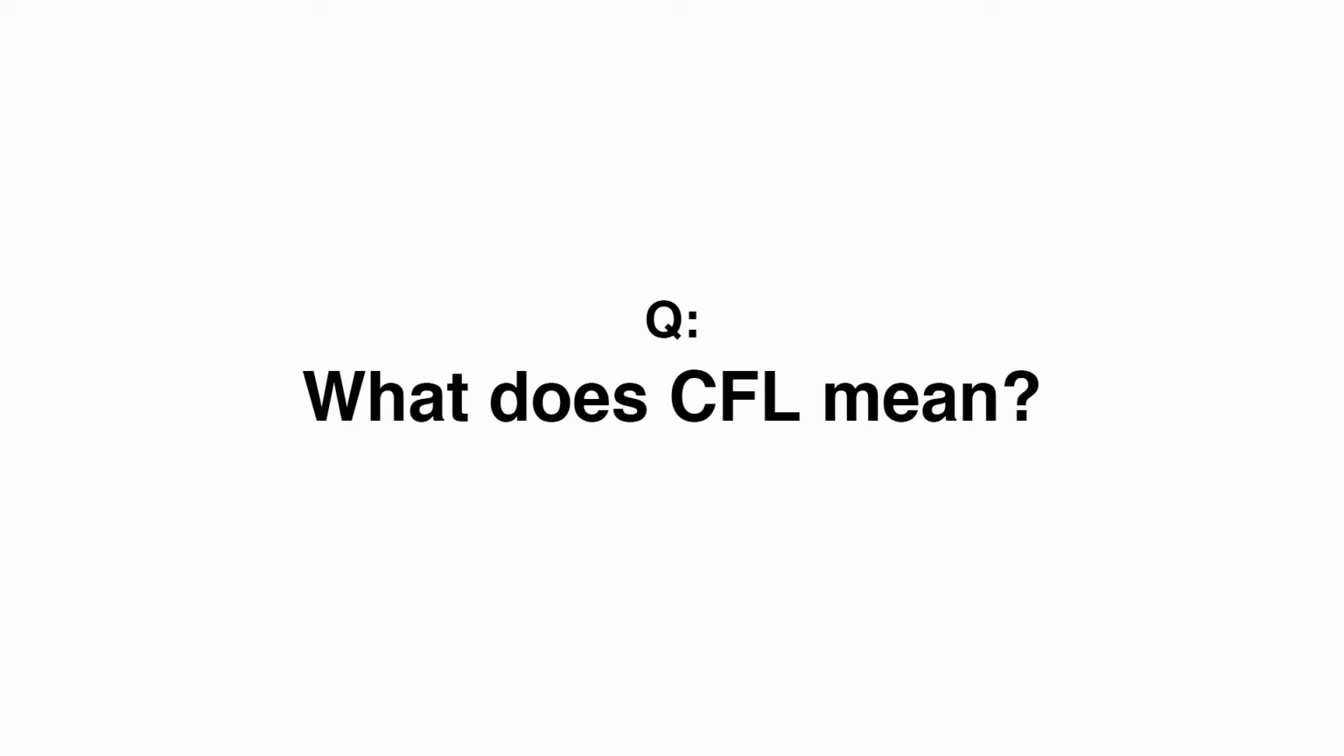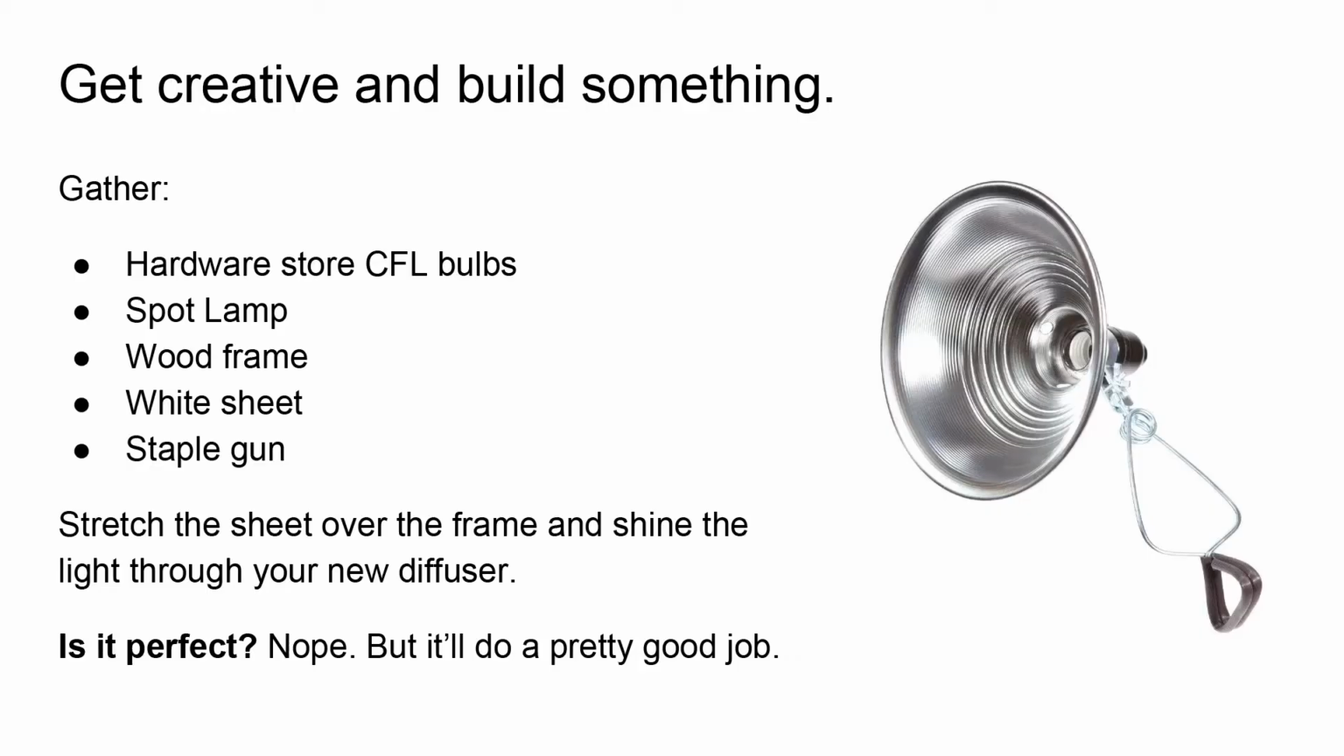The FL is fluorescent light. It's compact fluorescent light. So you need a bulb, a spot lamp. Then you take a wood frame, it can be anything, stretcher bars, whatever. Stretch a white sheet over it, staple it together, and you have a diffuser. Shoot that through it, and you have a cheap version of these. It's not perfect, but it'll do the job.